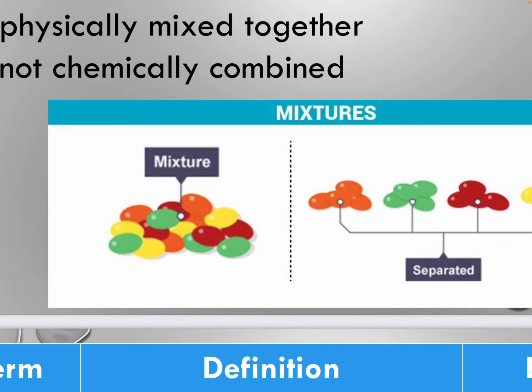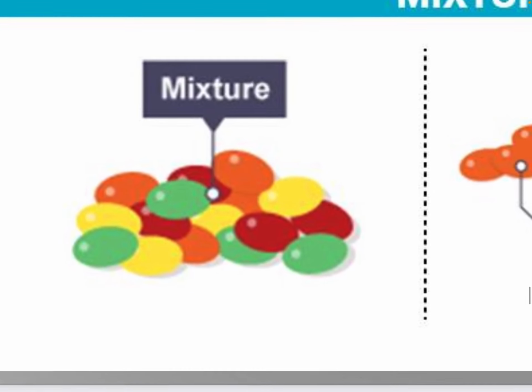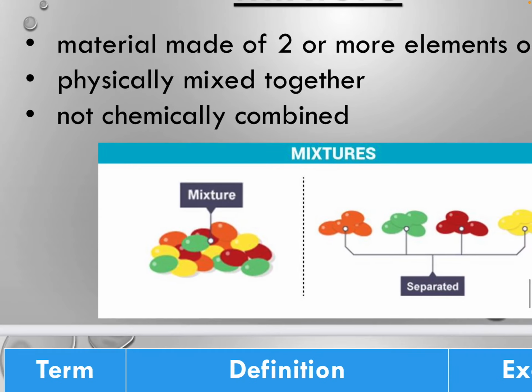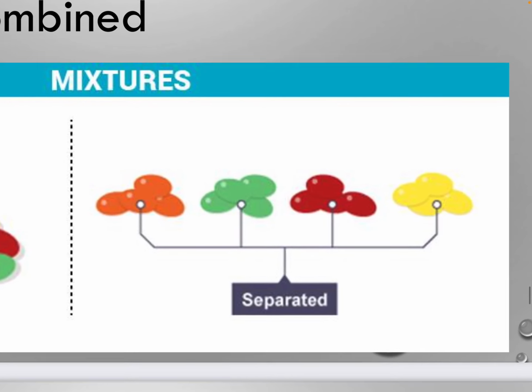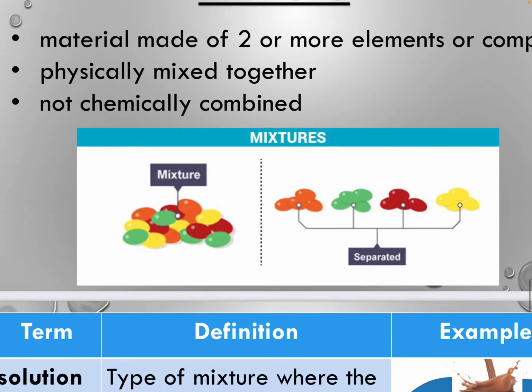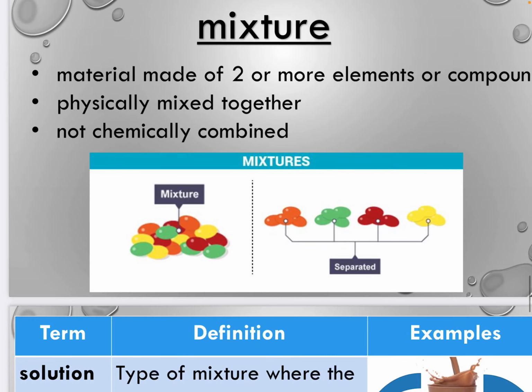So, for example, you have some jelly beans here, and this is a mixture of jelly beans. And what makes it a mixture is that it can be physically separated back out into its different parts. So you can think about Fruit Loops or Raisin Bran or chocolate chip cookie dough. It's a mixture because it has different parts in it, and you can see the different parts, and they can be separated.